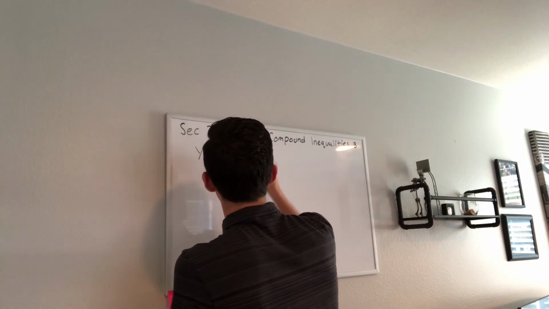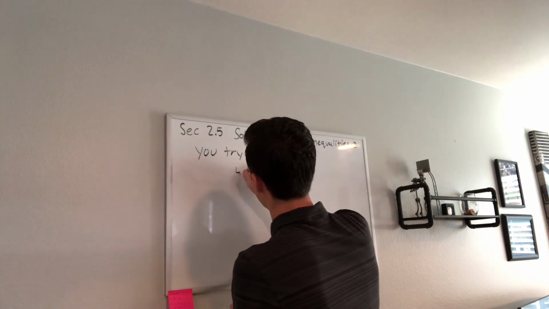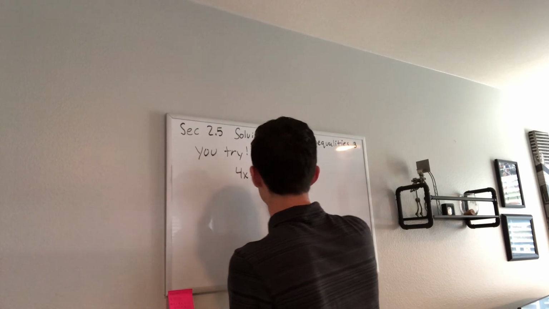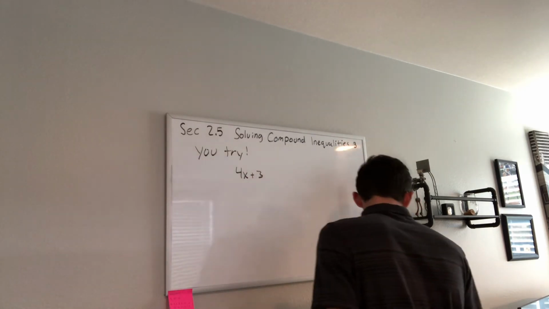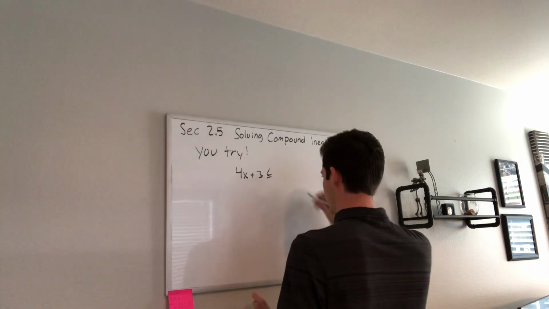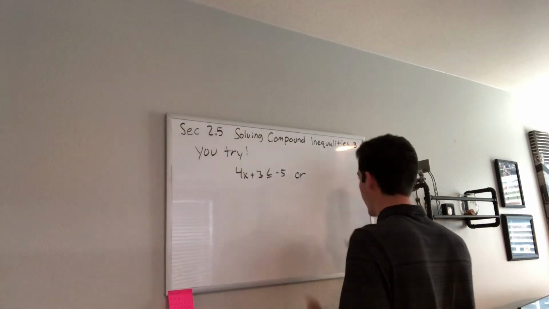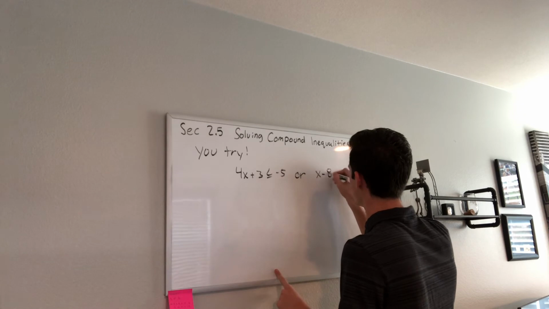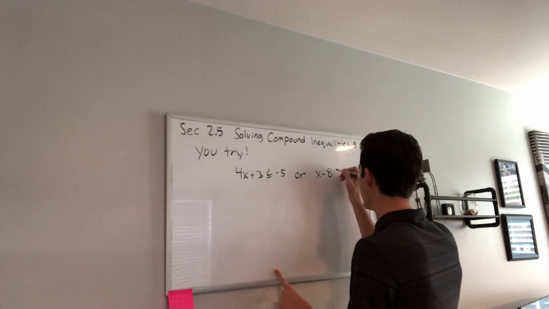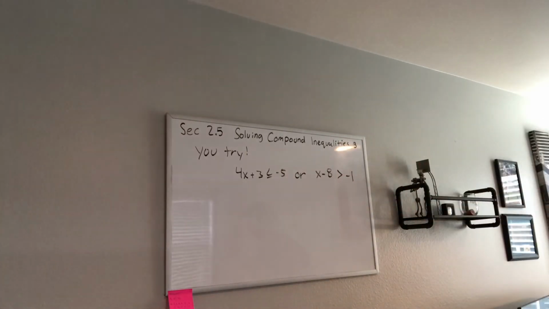U-try. We're going to have 4x plus 3 is less than or equal to -5, or x minus 8 is greater than -1. So, try that one on your own, and in a couple minutes we can go through and see if we got the same answer.